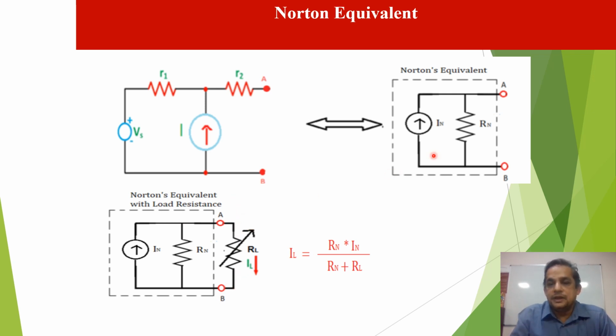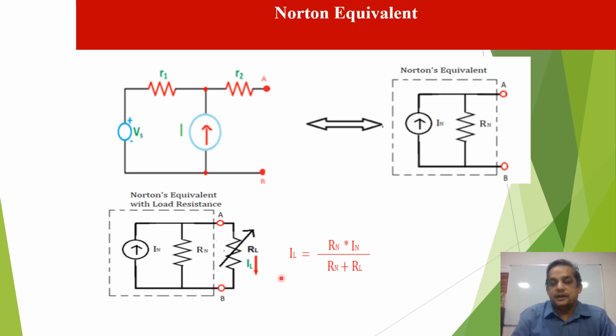Always remember, this is an equivalent. This is the Norton equivalent. If anybody asks in a question to find the equivalent in the given circuit, then you find only the equivalent, not connect the RL. Simply IN in parallel with RN.